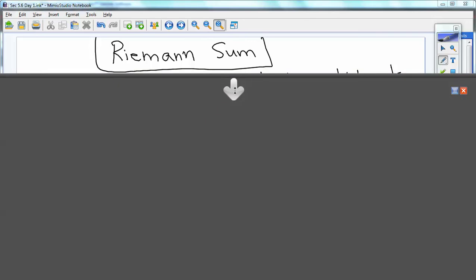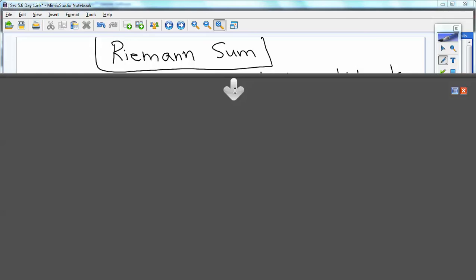Okay, Riemann sum. Now, Riemann, again, this is a guy's name, German fella. When you hear Riemann, think R for Riemann, R for rectangle. A trapezoid is not a Riemann sum. It's an approximation technique, but it is not a Riemann sum. Riemann sums are rectangle sums.